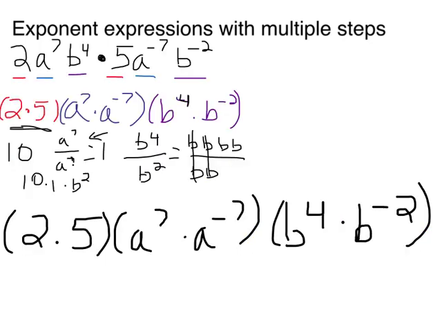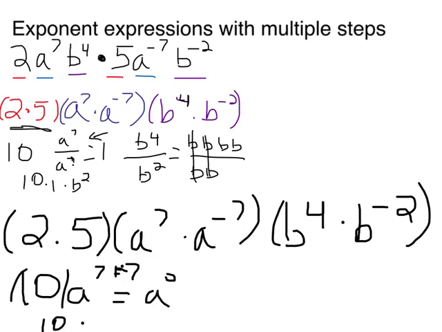Another way to do it is to say, okay, here's 10, 2 times 5 is 10, I know that. I've got these a's here, but I know that when I multiply, I add exponents. So I have a to the 7th plus a negative 7, so I've got 7 plus negative 7, which ends up giving me a to the 0, which I know is 1. So I write that as a 1.